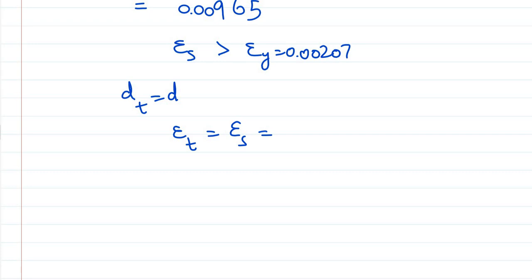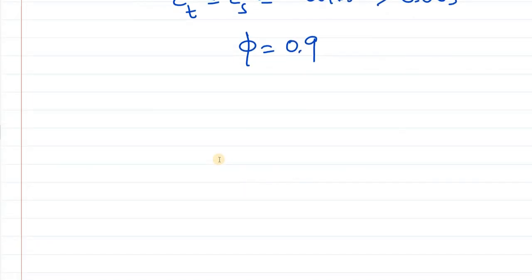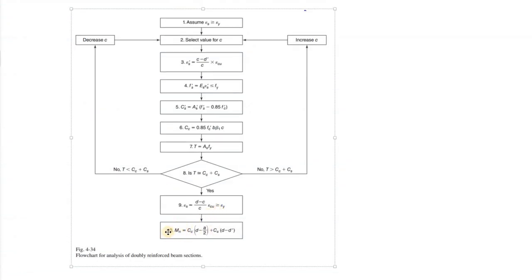So this value is 0.00965 as already calculated, and this is greater than 0.005. So phi value can be written right here equal to 0.9. This is a tension control section. So we have the phi value in advance. Next we just need to calculate our Mn value. So next we will calculate Mn, and this is how you calculate Mn.